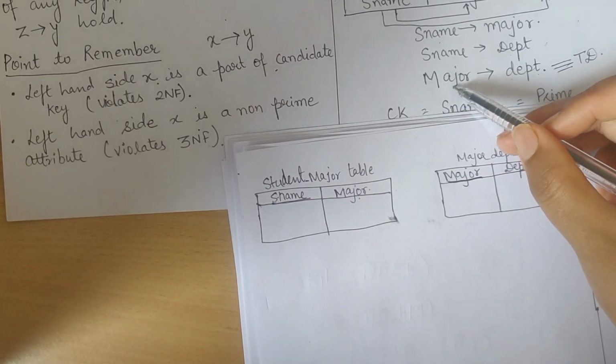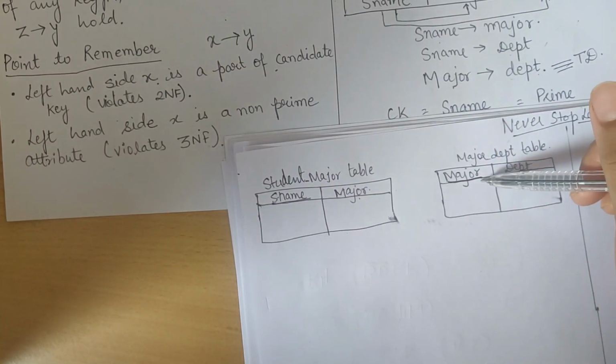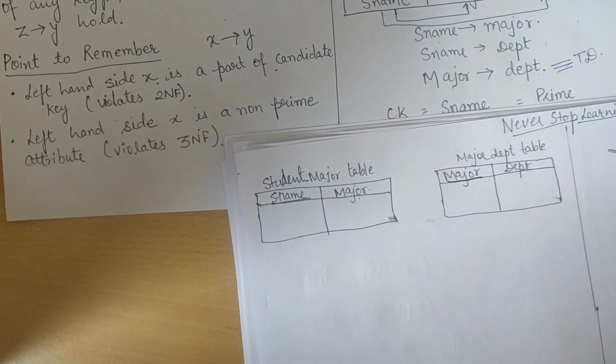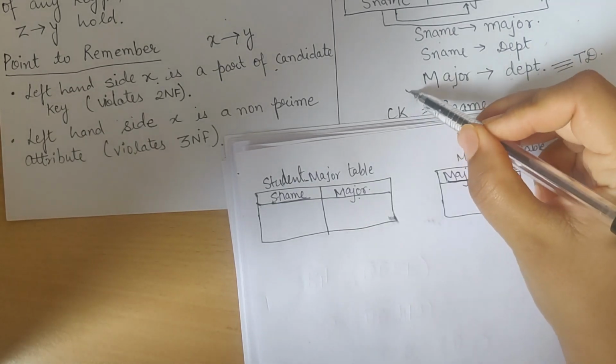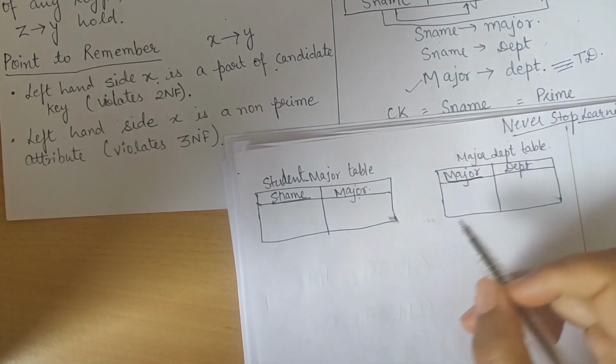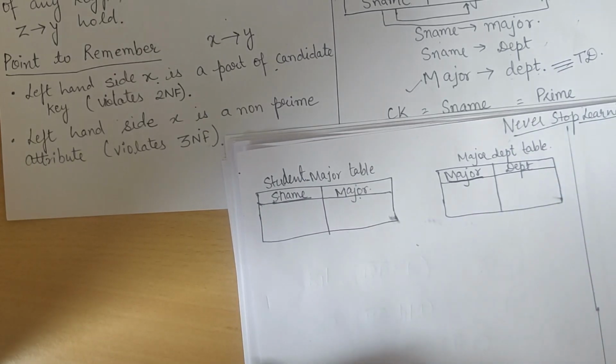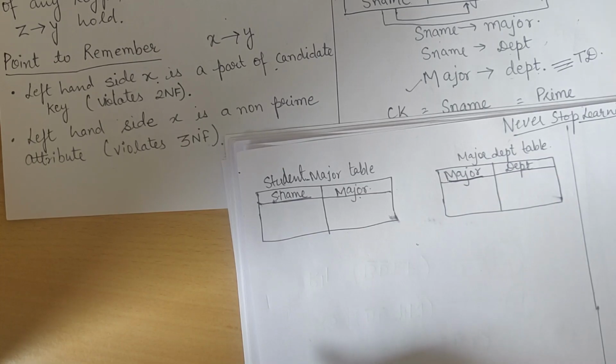Now major is no longer a non-prime attribute. Major became the key. So it is allowed that a key will determine another non-prime attribute. This is allowed. So this problem of transitive dependency we resolved by decomposing the table into two. So now there is no transitive dependency. So we can say that this table is in 3NF.